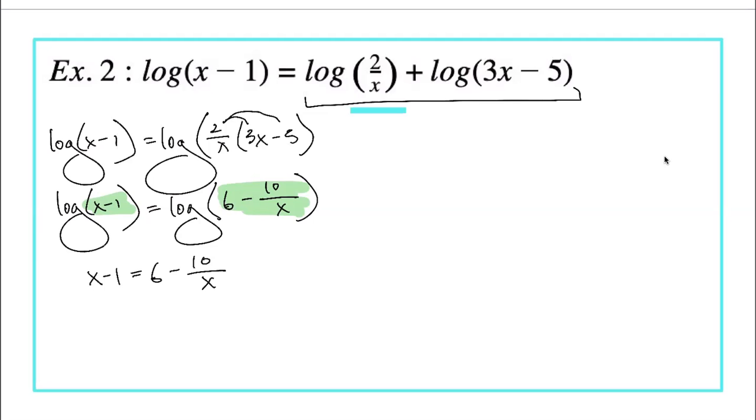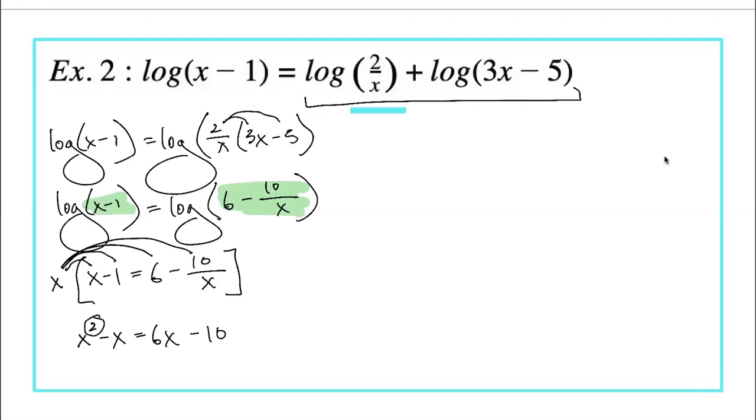Now, I mentioned earlier that I really like to get rid of fractions if I can. And so when I look at this particular equation, I notice that there's one fraction. And that fraction has a denominator of x. So what I'm going to do is multiply the entire equation by x. So I'm going to get x squared minus x equals 6x minus 10. All right, so I took this x and I distributed it to every term in the equation, and that helped me get rid of the fraction.